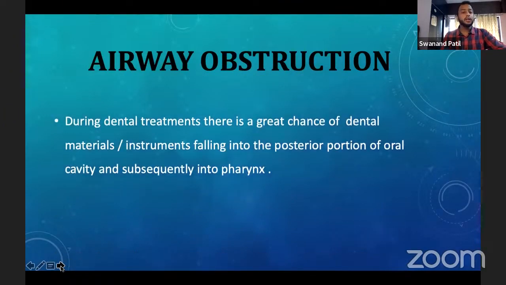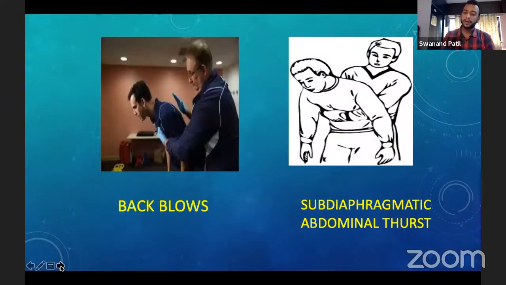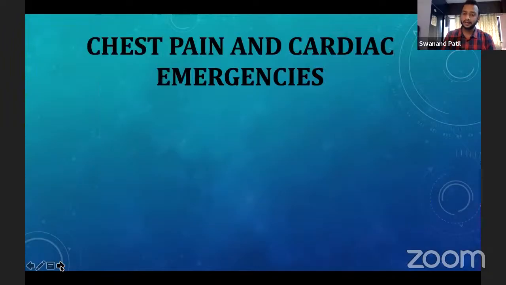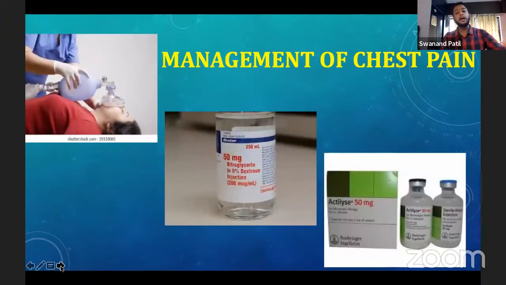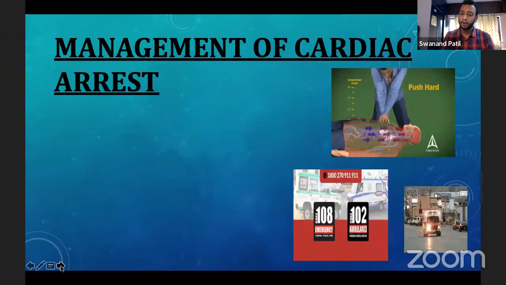Airway obstruction. During dental treatments, there is a great chance of dental materials falling into the posterior part and into the pharynx, subsequently blocking the respiratory passage. Back blows and subdiaphragmatic abdominal thrust are some important techniques here. Angina pectoris, hyperventilation, and acute myocardial infarction can cause cardiac emergencies. Artificial ventilation, administration of nitroglycerin, adrenaline are very important.